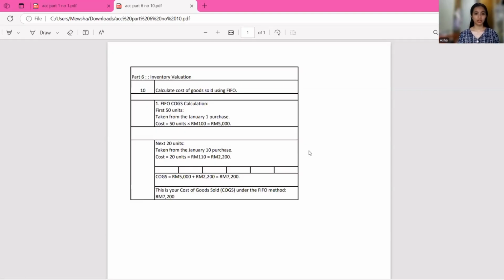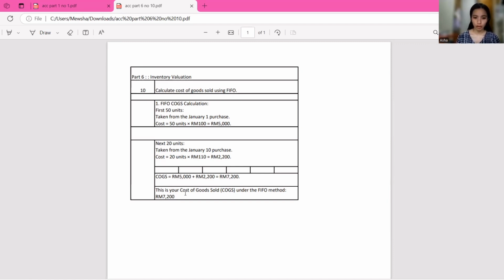So the first 50 units sold are taken from the January 1st purchase price at 100 each, resulting in a cost of 5,000 ringgit. The remaining 20 units sold are taken from the January 10 purchase price at 110 each, resulting in a cost of 2,200. So basically the 50 units times 100 equal 5,000 ringgit, and the remaining 20 units times 110 equal 2,200. So the COGS equals 5,000 ringgit plus 2,200 equals 7,200.